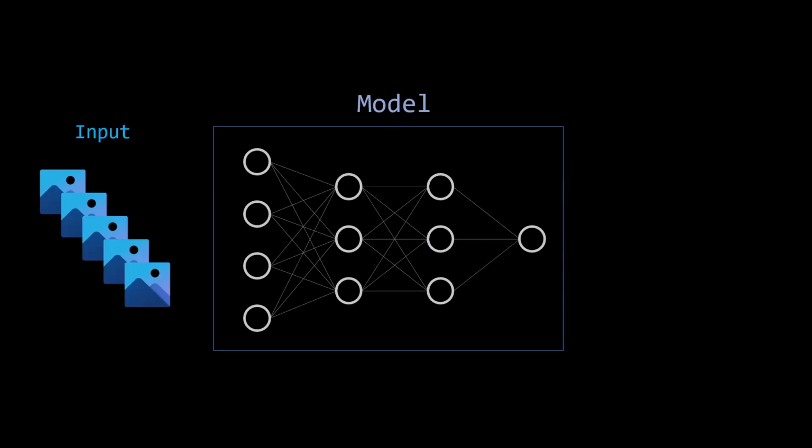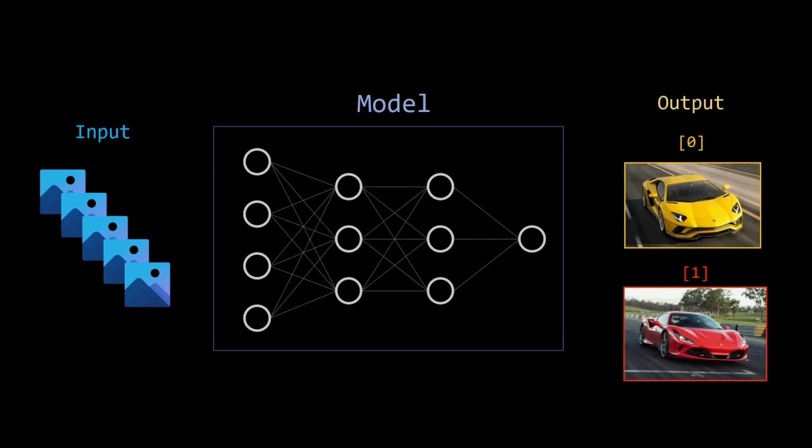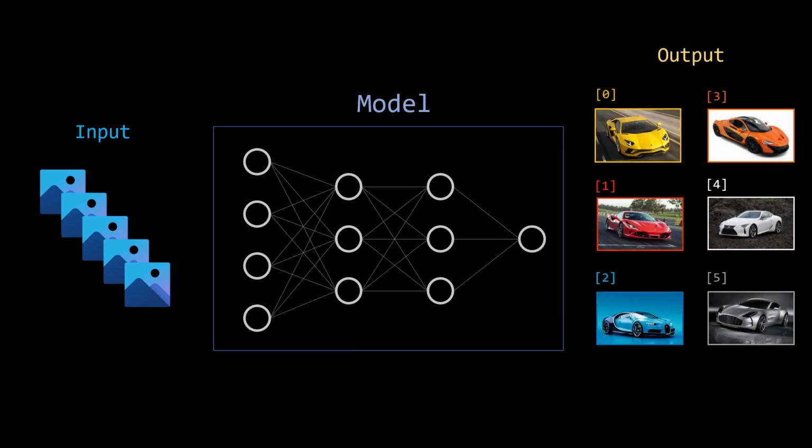Revisiting our model, now if we input the images, instead of classifying just Lambos and Raris, let's say we classify 4 more classes. A Bugatti score of 2, a McLaren score of 3, a Lexus score of 4, and an Aston Martin a score of 5.